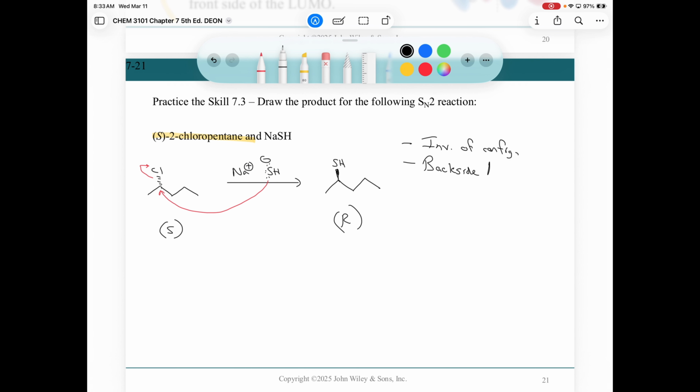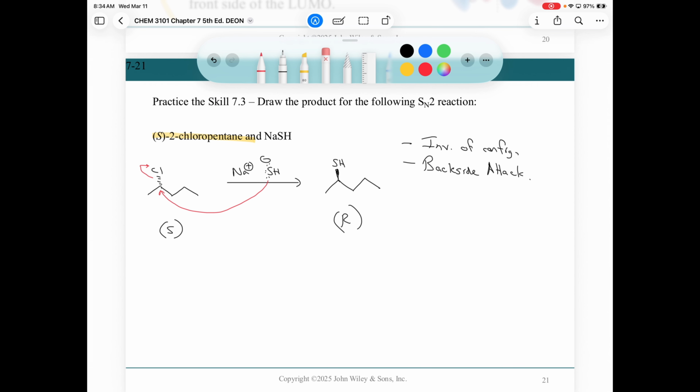Now, if you're wondering, since it's backside attack, is there a special place I'm supposed to put my arrow for my nucleophilic attack? No. You can draw it any way you want. The way you're actually representing that you understand that it's backside attack is by taking that dash and flipping it to a wedge. I don't care where the arrow is.